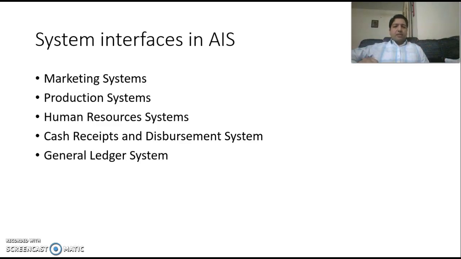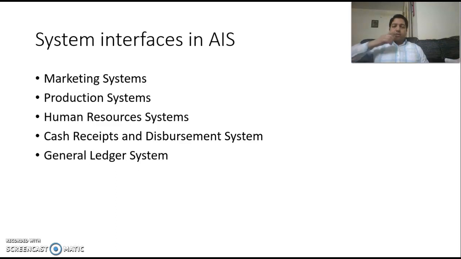Then cash receipts and disbursement system. Then journal ledger system. So we can see the accounting information system provides an integrated functioning of different systems, providing information to each other and taking decisions for organizational capability in an integrated way.